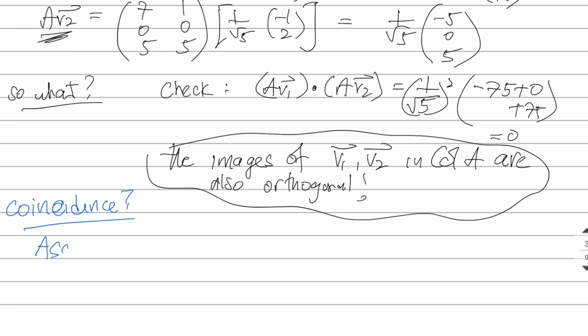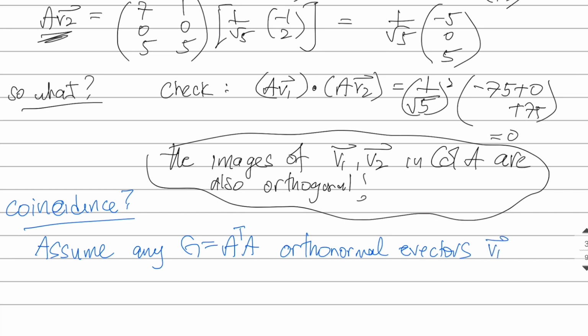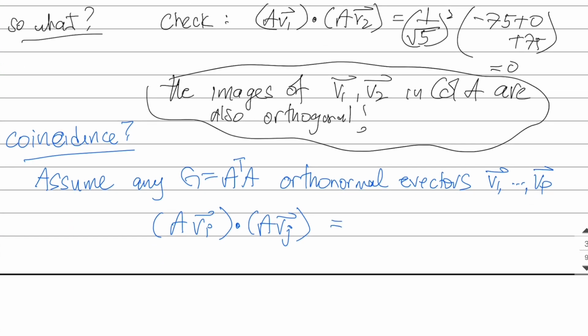So let's assume that for any matrix G that I build this way, A transpose A, it has orthonormal eigenvectors like this. We'll say V1 all the way down to VP. If I take any two of them, AVi dotted with AVj, remember that I can write a dot product as a transpose. So this would be (AVi) transpose AVj. And as before, the transpose of a product is the product of transposes in reverse order.